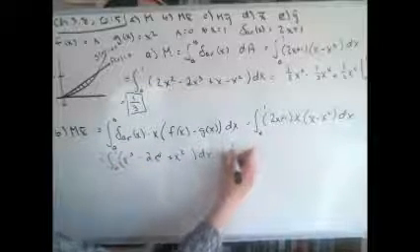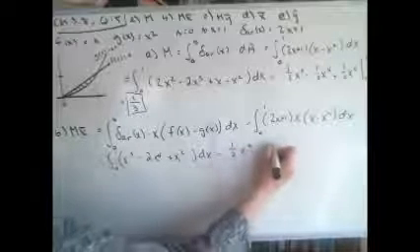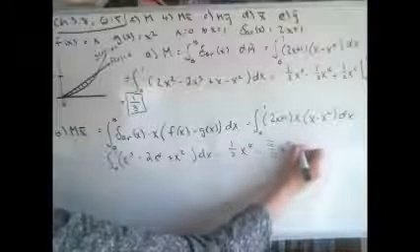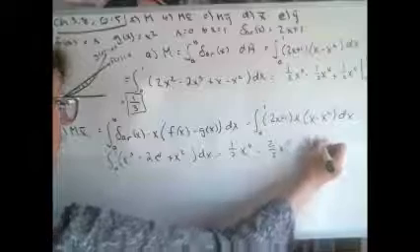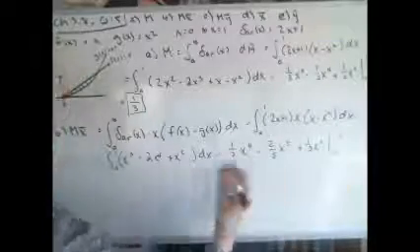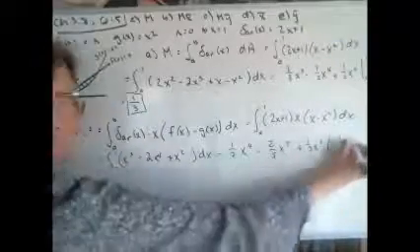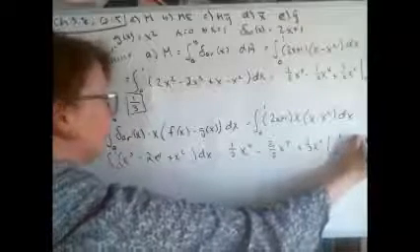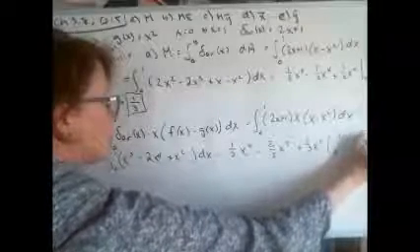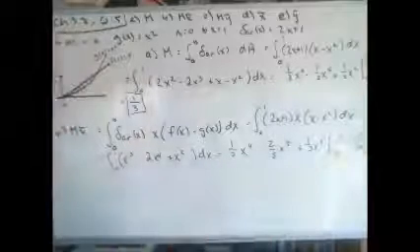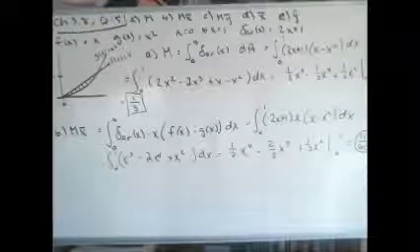Doing the power rule, I get 1/4 x to the 4th minus 2/5 x to the 5th plus 1/3 x cubed, from 0 to 1. And when I add everything up, that's equal to 11/60. And that gives me my m times x.